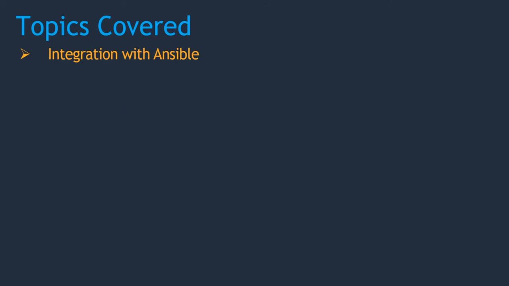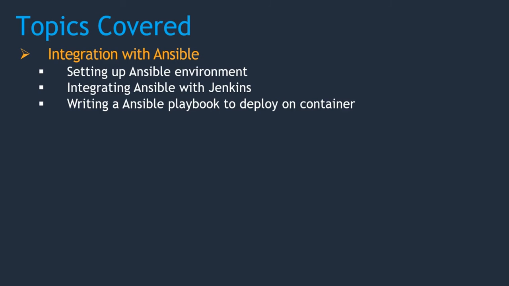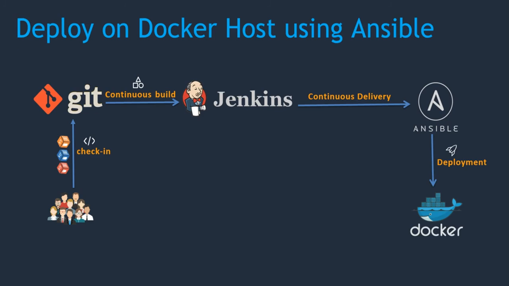Next, we talk about Ansible. First, we set up Ansible environment, integrating Ansible with Jenkins, write an Ansible playbook to deploy on a container, run a job. By this time, we will be able to deploy on a Docker container by using Ansible.